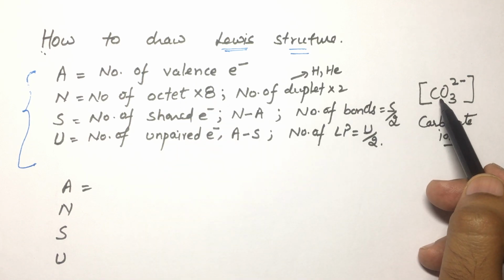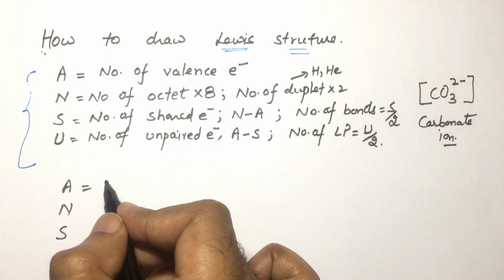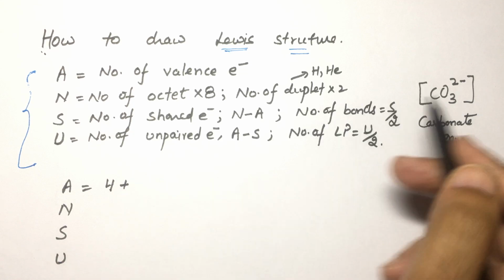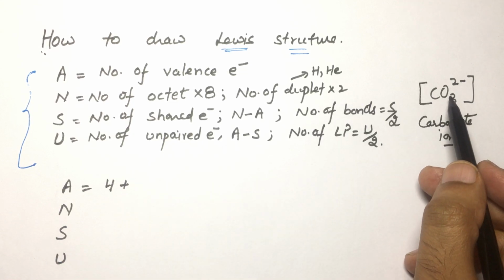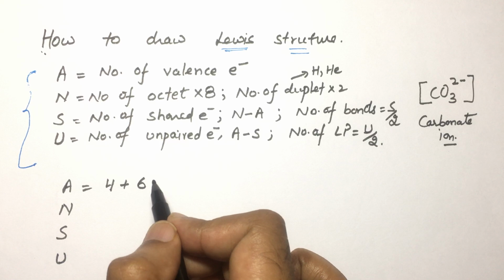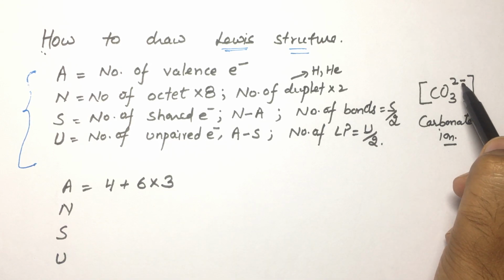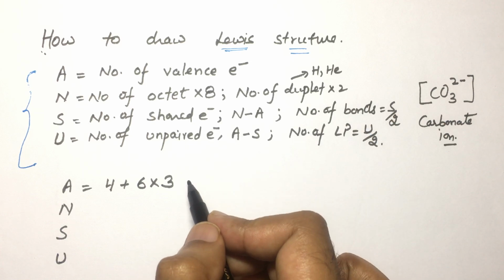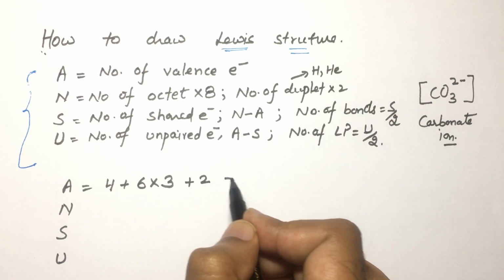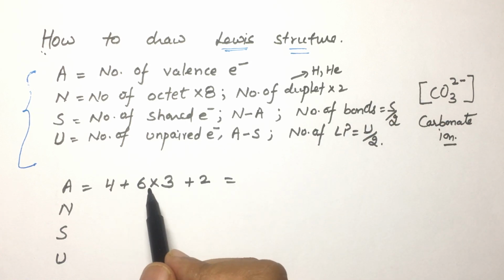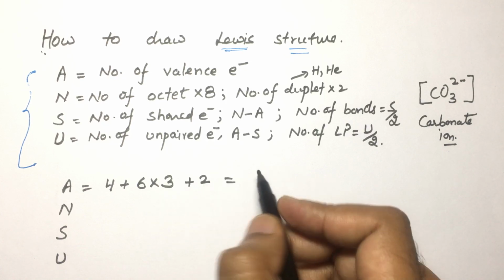Now A is our number of valence electrons. So the number of valence electrons in the case of carbon is equal to 4 plus the number of valence electrons in the case of oxygen, which is 6. We have 3 oxygen atoms, so multiplied by 3. Now there are 2 extra electrons, so we will add them in A plus 2. So that makes 4 plus 18 plus 2, 24.